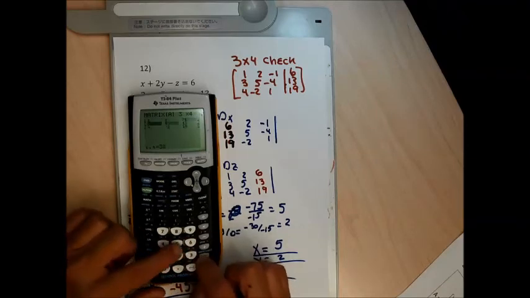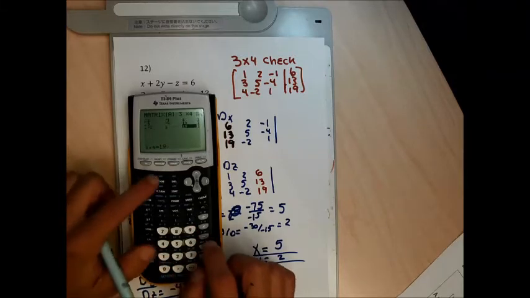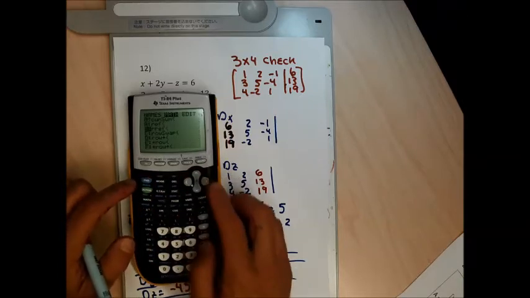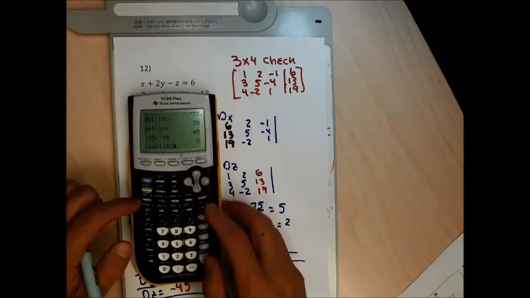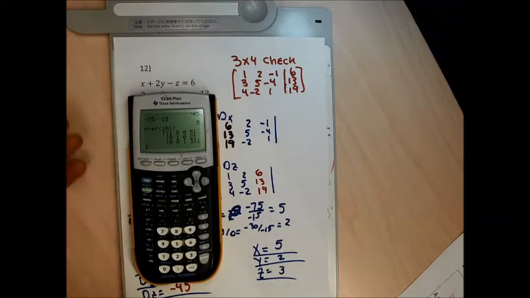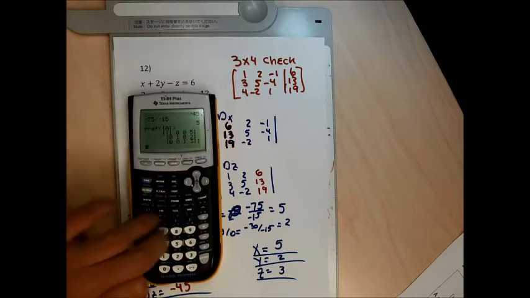You get the same answer using Cramer's rule as you do with RREFA. By hand, Cramer's rule is horrible. Matrices by hand are horrible too, but on my calculator, this is fine. So there's the 5, 2, 3 that I wanted to get.